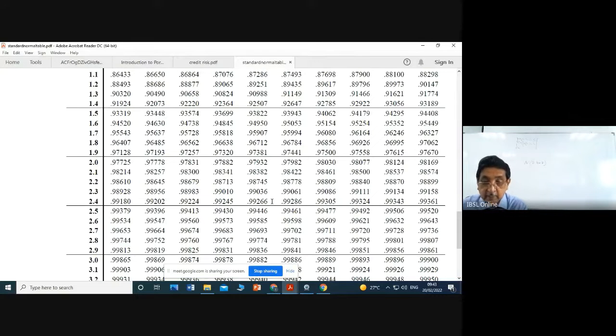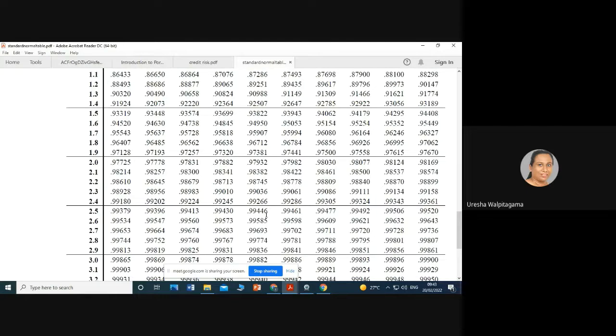Now, Uresha, what did you get? 0.9933. 0.990. So what I did was I got the difference and then I divided, because between these two values there's only 0.01 difference. So I divided by that and then multiplied by the missing amount. So I think there's a difference coming from that.